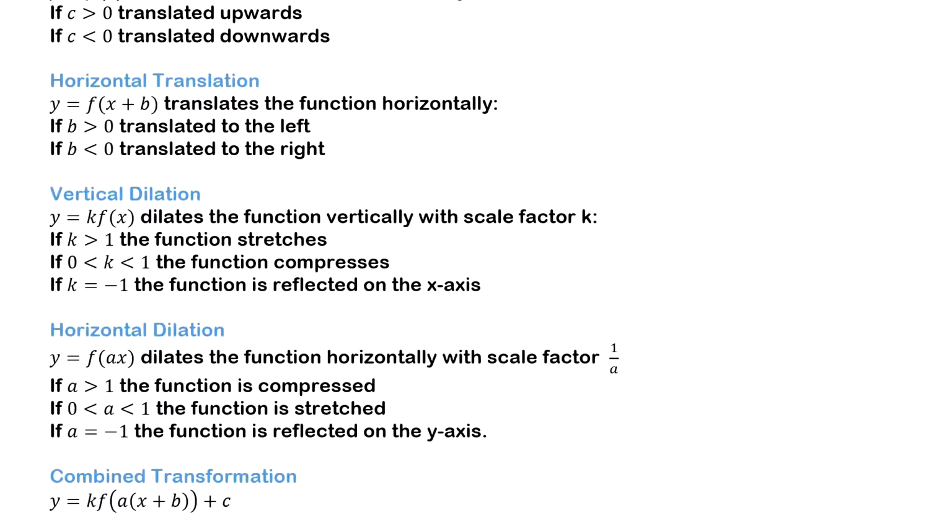We also have horizontal dilations, which are given by a, and it is the scale factor 1 over a. If a is greater than 1, the function is compressed. If a is between 0 and 1, the function is stretched. If you have a negative a value, the function is reflected on the y-axis.